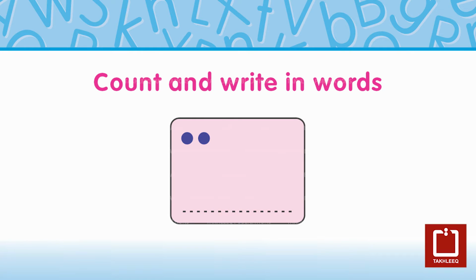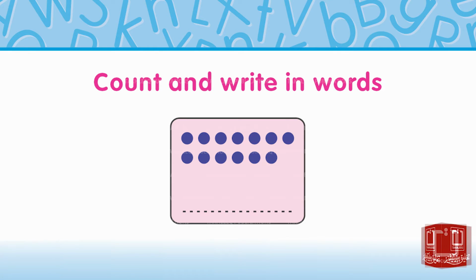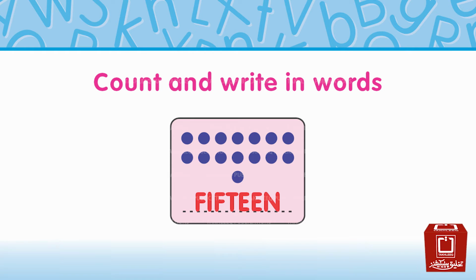1, 2, 3, up to 15. Here are 15 dots. The spellings of 15 are F, I, F, T, E, E, N. 15. So we write here F, I, F, T, E, E, N.